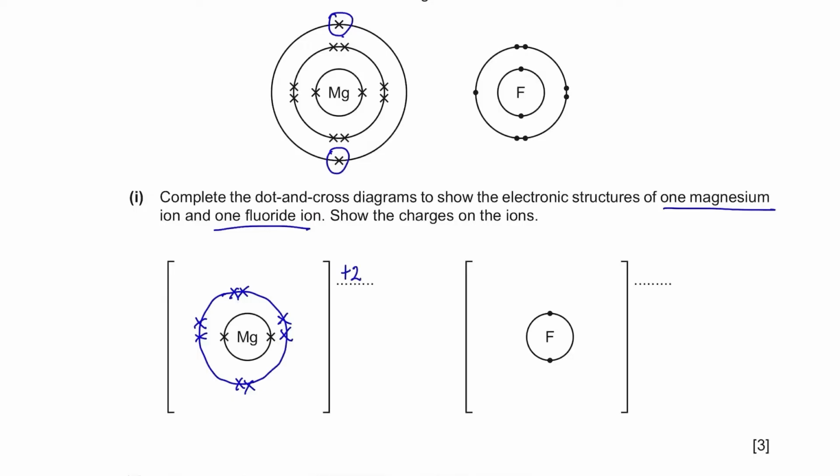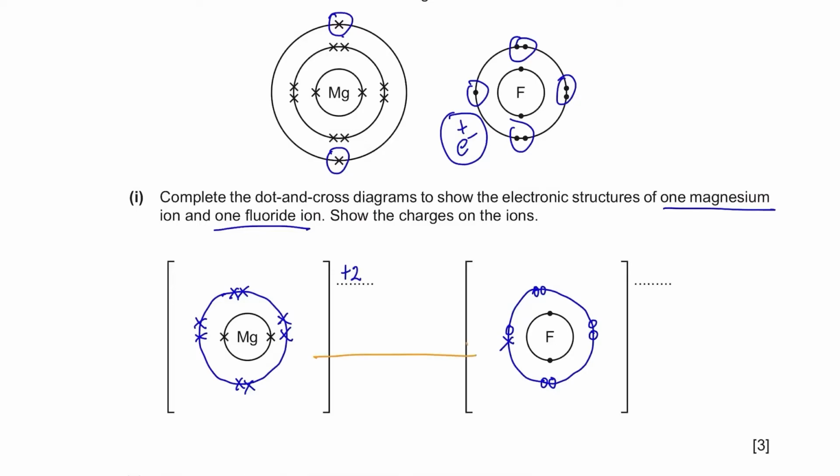Then for fluoride ion, it has 7 outer electrons. So instead of losing all 7 of them, it's much easier to gain 1 electron. This time, you just draw one circle again, then draw 7 dots, and one cross to indicate that this cross actually came from the magnesium ion, but only one of it came because there's only one space left for an extra electron. And since it gained 1 electron, its charge should be -1.